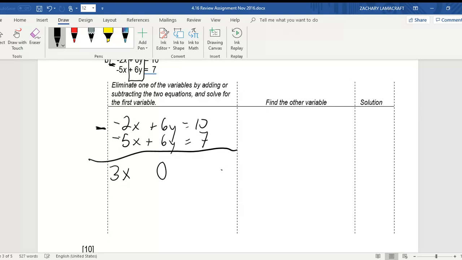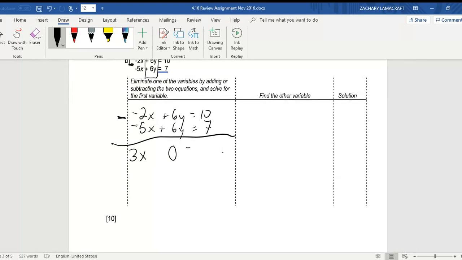Sorry, guys. 10 minus 7 is 3. Divide both sides by 3, x being equal to 1.